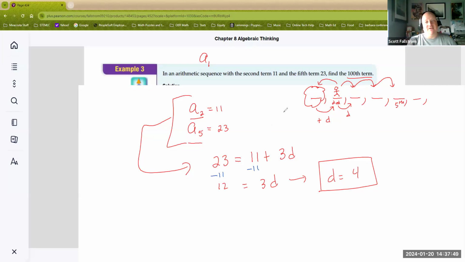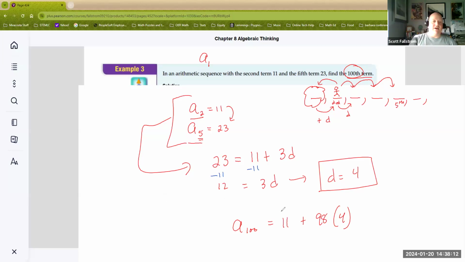But if I was sitting here, I could say, wait, if it took me 3 common differences to get up to the 5th term, which it did, right? How many would it take me to get up to the 100th term, right? And you'd say, oh, to get to the 100th term, well, that'd be 98. Perfect. So you could say the 100th term is really just 11 plus 98 common differences.